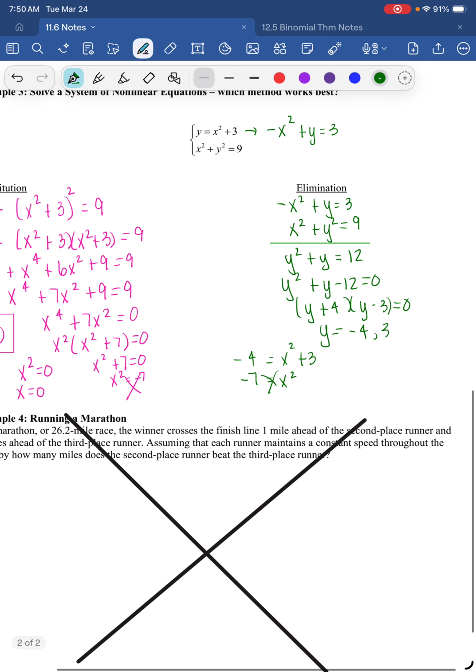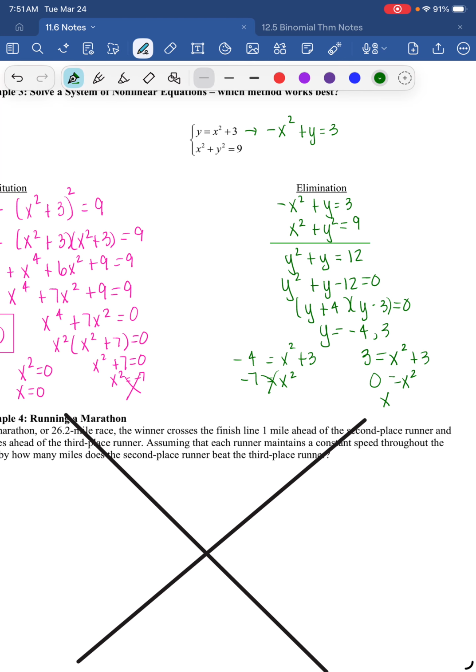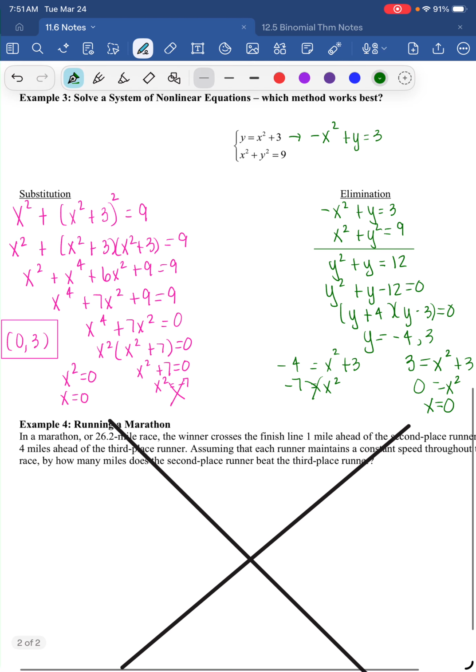And then if y is 3, so again, I'm going to plug in right here. If y is 3, you get x squared is 0, x is 0. x is 0, y is 3. Same answer either way. You get to choose which way you like better.